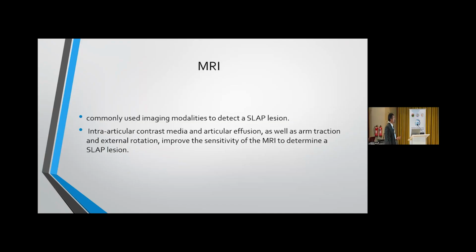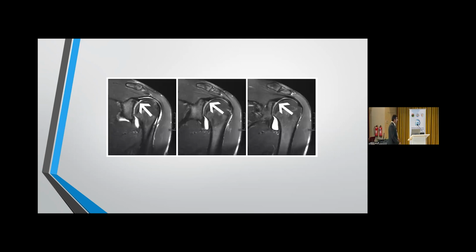The MRI is a commonly used imaging modality to detect the SLAP lesion. Intra-articular contrast media and articular effusion, as well as arm traction and external rotation, improve the sensitivity of the MRI to determine a SLAP lesion.